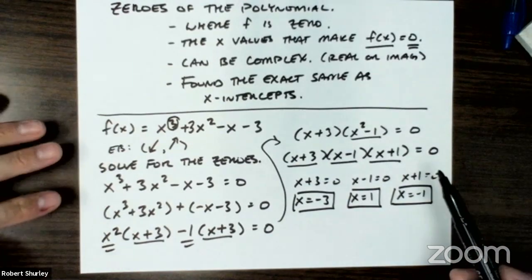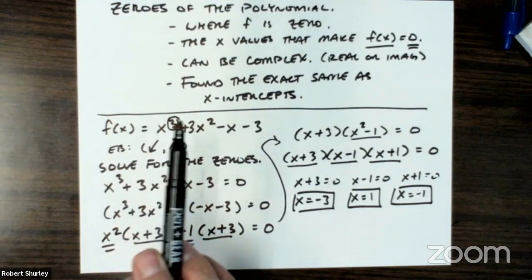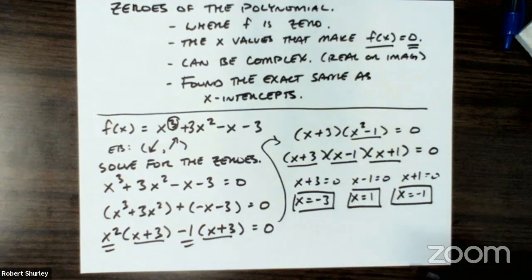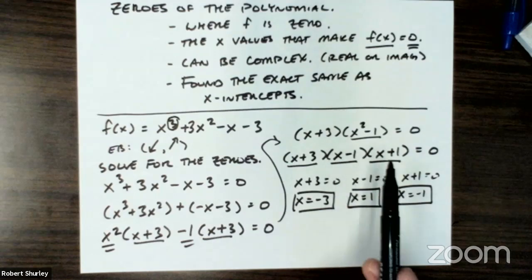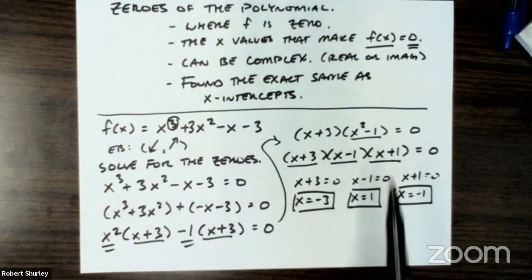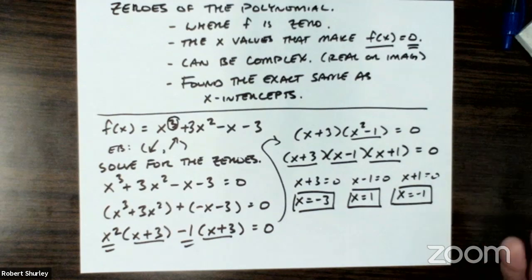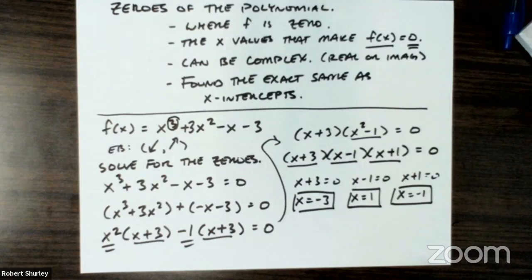Now look, I'm slowing down right here. It is not a coincidence that our degree is 3. We have 3 factors and we have 3 solutions. Not a coincidence at all. Your degree, the number of factors that include an x, and the number of solutions will always be the same. Now you might have repeated solutions, so it doesn't look like that, but they will always be the same.